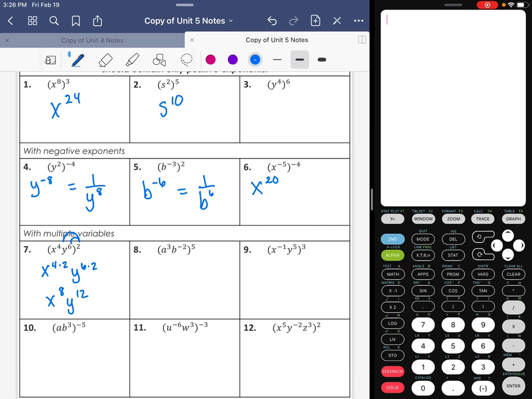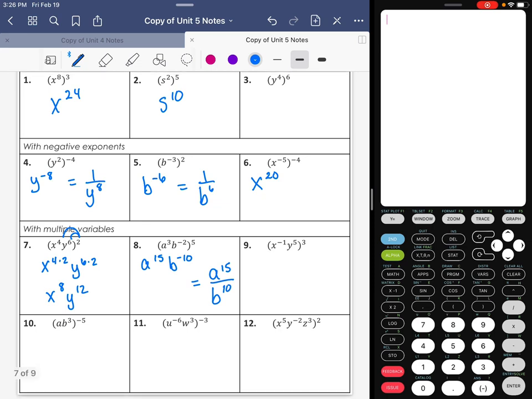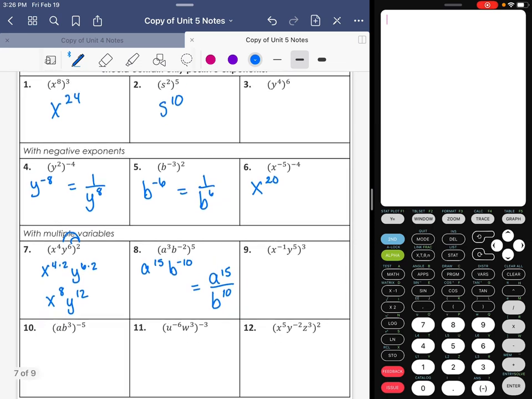So if you had one like 8, you would have a to the 15th power and then b to the negative 10th power. And then you would say, oh, I can't have a negative. So I would have a to the 15th over b to the 10th, like so. Number 9 is basically just like that, so I'm not going to do that one. Let's talk about number 10, though. Number 10 is one that gets people.